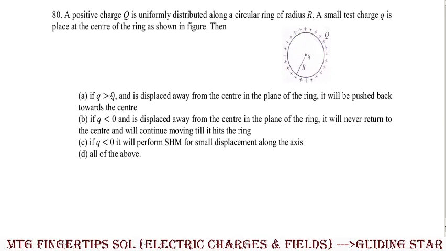If q is greater than 0, if q is positive and is displaced away from the center in the plane of the ring. Plane of the ring is this plane, within the circumference of the ring here, not perpendicular to the plane. Clear? The charge will be displaced along the plane of the ring. That means we can displace the charge either towards right or towards left, or we can displace it upward or downward, not inward or outward. Clear? इनवर्ड, इनसाइड को हम क्रॉस से इंडिकेट करते हैं और आउटवर्ड या फिर आउटसाइड को हम डॉट से इंडिकेट करते हैं.